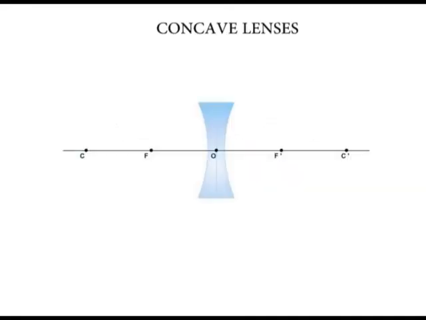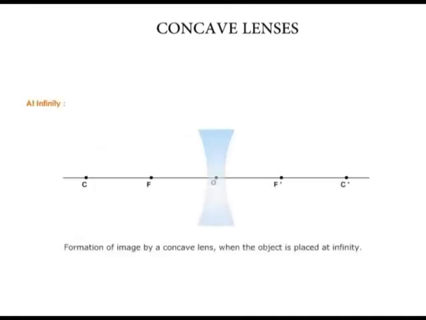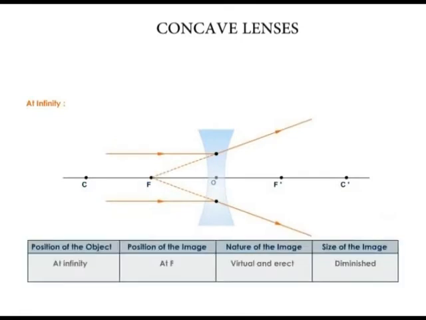Concave lenses. Now, again, to construct a ray diagram to allow us to locate the image, we need at least two rays whose paths after refraction we know. Where the refracted rays meet, there is the image. Now, for concave lenses, there are three case scenarios that we'll look at. First, an object at infinity. Rays parallel to the principal axis after refraction diverge appearing to originate from F. Therefore, for an object at infinity, a virtual erect and diminished image is formed at F.